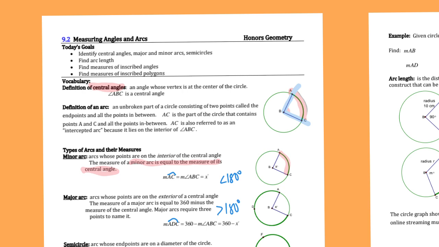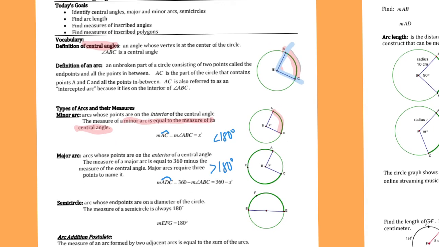And since we know 360 is all the way around, you would take 360 and subtract off the smaller angle, the central angle. And so you can see what they're asking us to find.